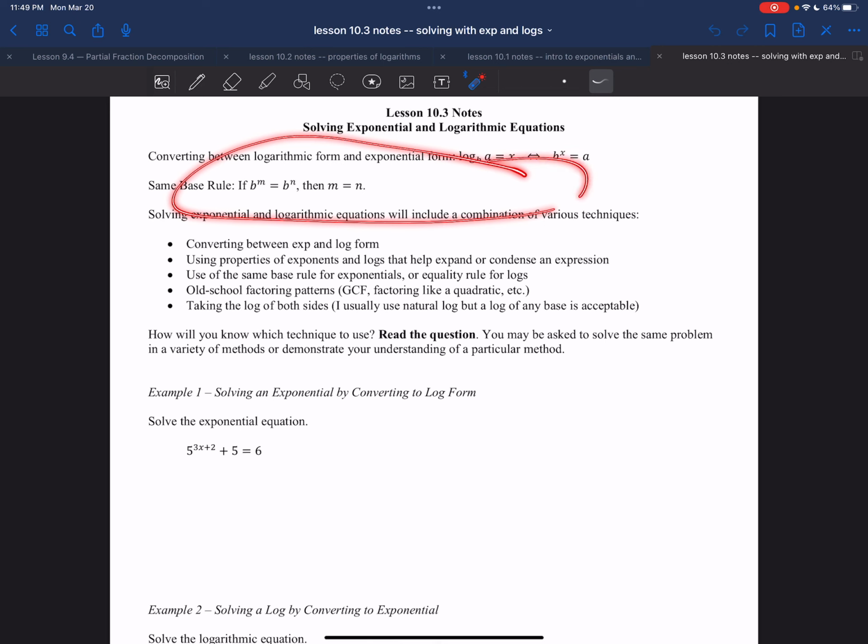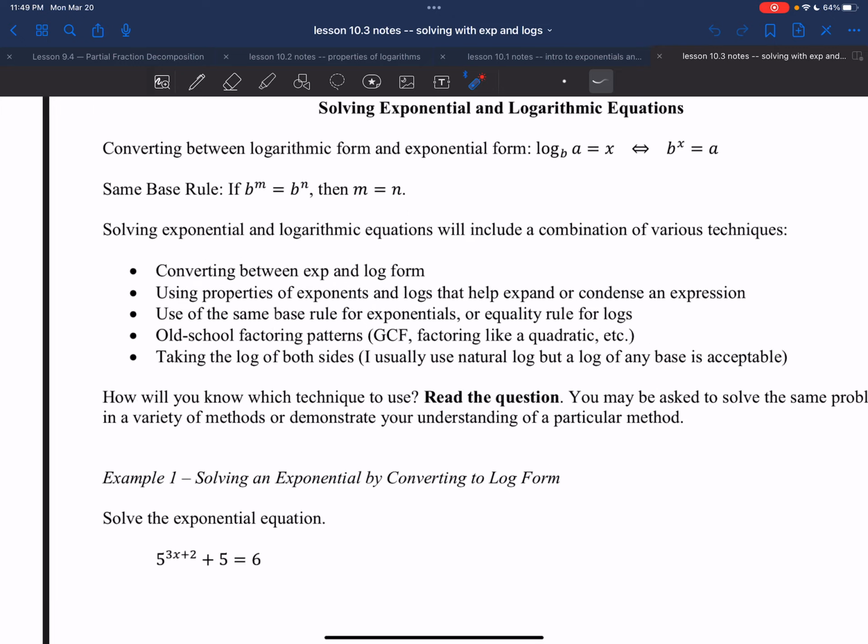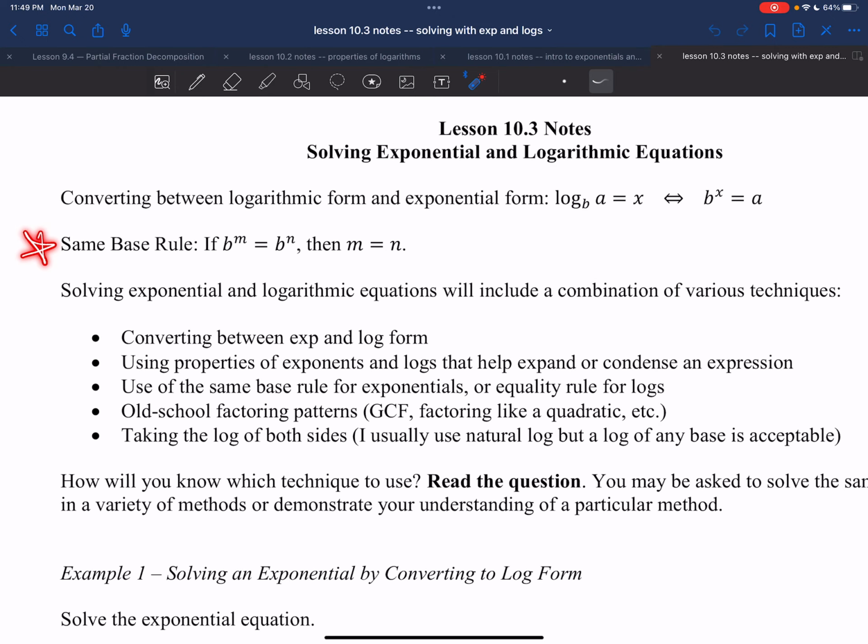Here, I've got a few things. So here's that classic conversion between log and exponential. We've covered that in 2 videos now, but there it is again, okay? Something new. I would star this. In fact, I'm going to do that in yellow for you right here. Same base rule. This is an important new thing to know. The same base rule says exactly this. If you have b to the m equals b to the n, then the exponents have to be equal.